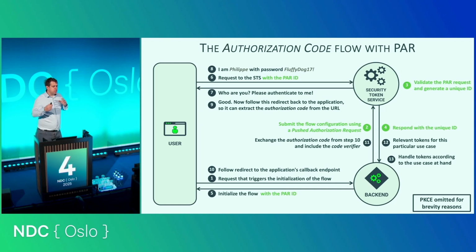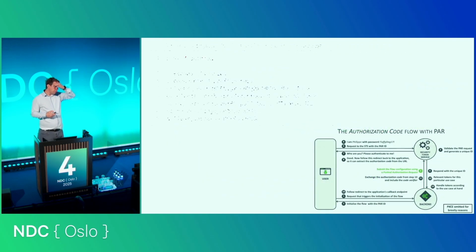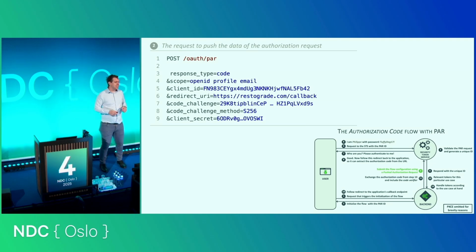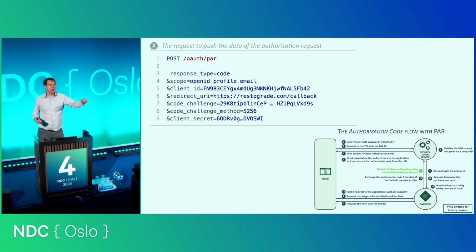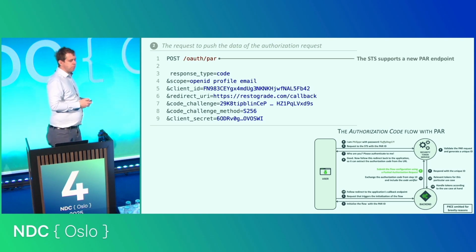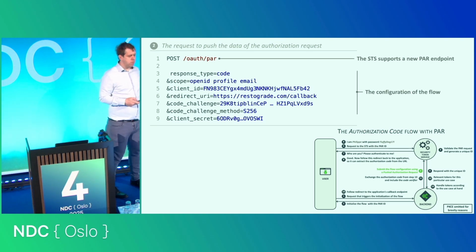All right, what does it look like behind the scenes? You can already expect a super exciting demo coming up. But for now, let's show you some relevant details. There's a PAR request. So there's a new endpoint on the STS supporting PAR, and that endpoint accepts a flow configuration just like we've seen before. This is the exact configuration you would normally cram into URL parameters. You now send it to the STS in step number 2.